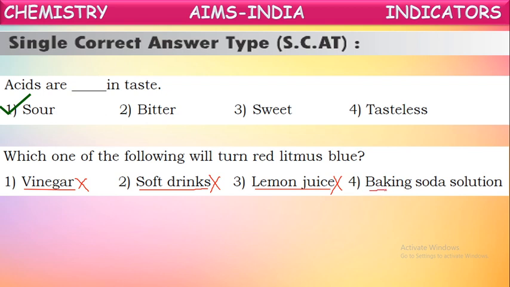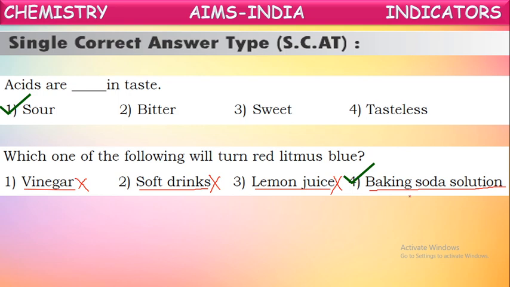See the last one, baking soda solution. Baking soda contains sodium hydrogen carbonate, nothing but sodium bicarbonate, which is one of the basic substances. This solution can turn red litmus blue, so bases can turn red litmus blue. So here the correct answer is baking soda solution because it contains sodium bicarbonate. It only can turn red litmus blue.